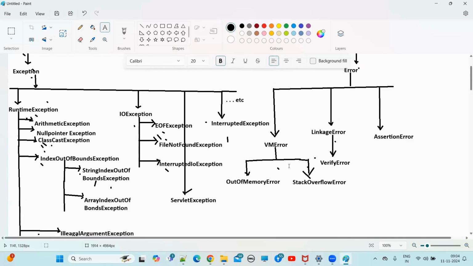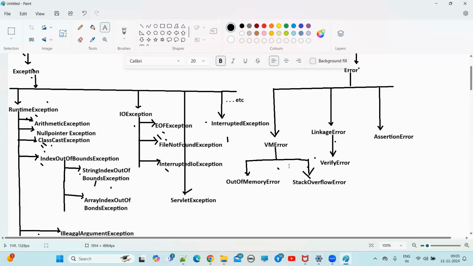Now IOException. For IOException, we have three more child classes: EOFException, FileNotFoundException, and InterruptedIOException. So these are the exception related classes. Now coming to Error. For the Error class, we have several child classes: VMError, LinkageError, and AssertionError. Again, VMError has two child classes: OutOfMemoryError and StackOverflowError. LinkageError has one child class, that is VerifyError.